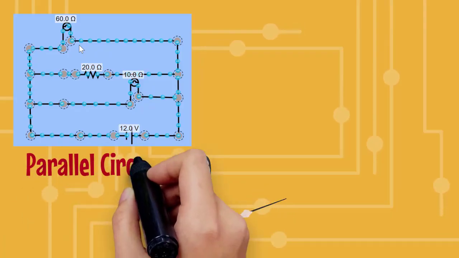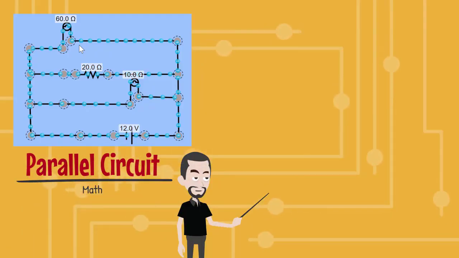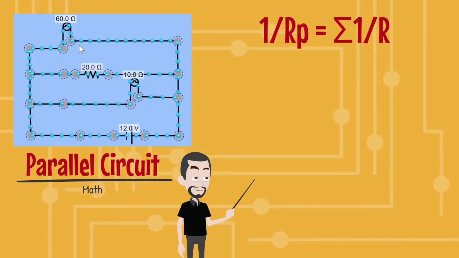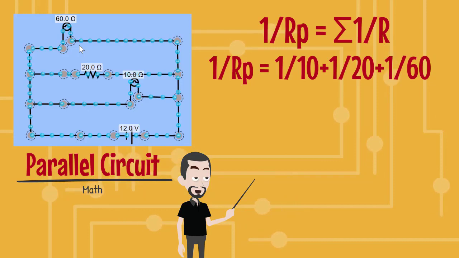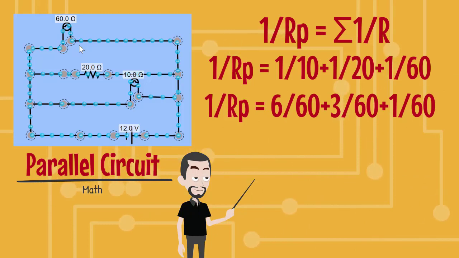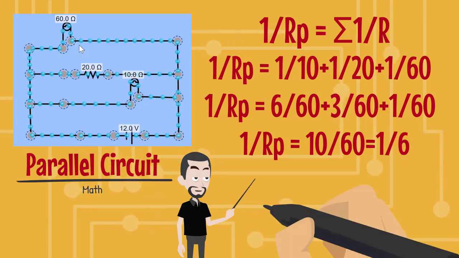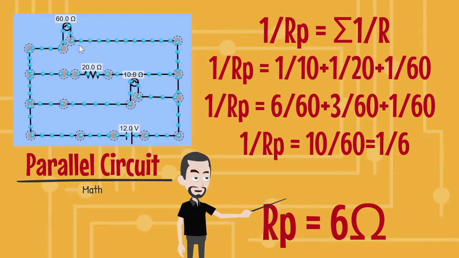Now that you've seen a parallel circuit, we need to work on the physics, so here comes the math. The math is a little trickier with the parallel circuit since we have to add the reciprocals of each individual resistor on each branch to find the reciprocal of the equivalent resistor in parallel. So using our example, we have 1 over Rp equal to 1 over 10, plus 1 over 20, plus 1 over 60. Using the common denominator, this turns into 6 over 60 plus 3 over 60 plus 1 over 60, giving us 10 over 60, which reduces to 1/6. When we take the reciprocal of that, the equivalent parallel resistor is 6 ohms.